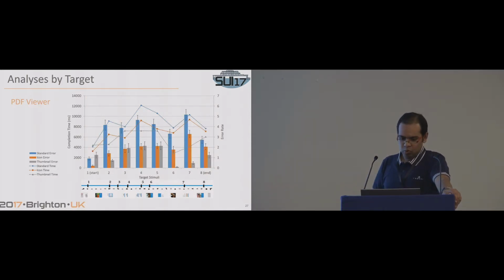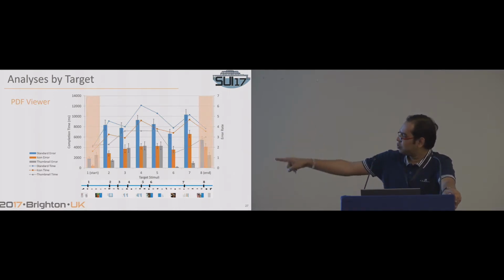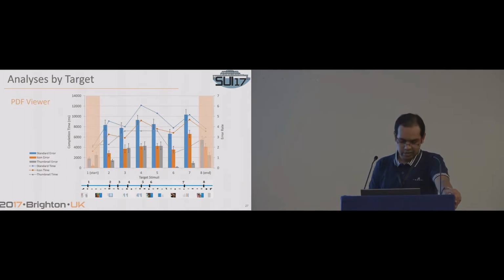For error, we found both landmark conditions were significantly less erroneous in the middle targets, especially from 2 to 7. So from these results, we can see that landmarks can overcome the serial position effect.